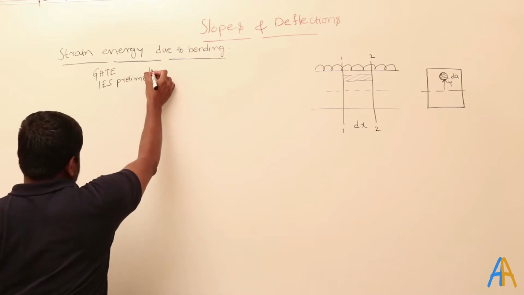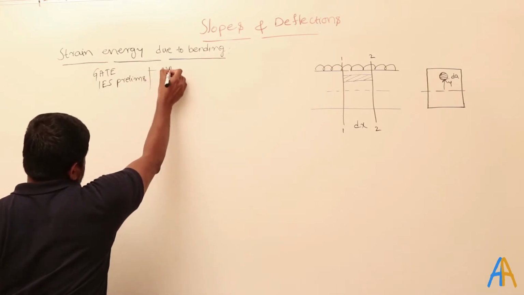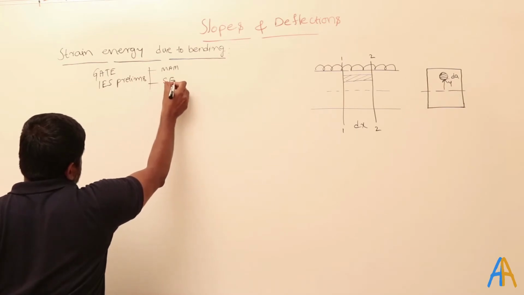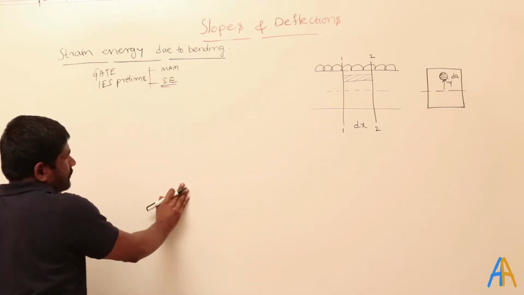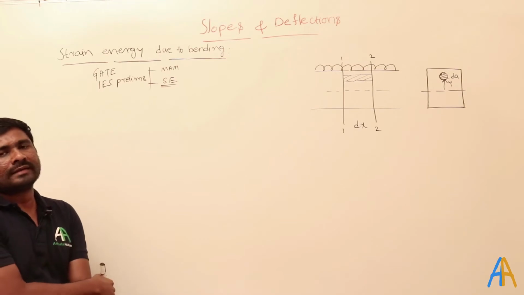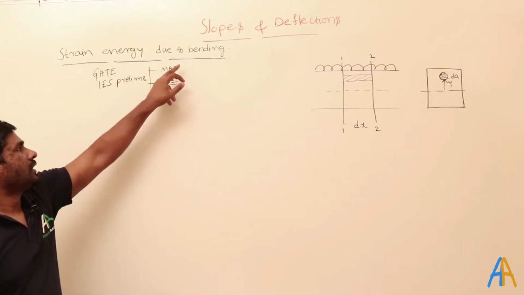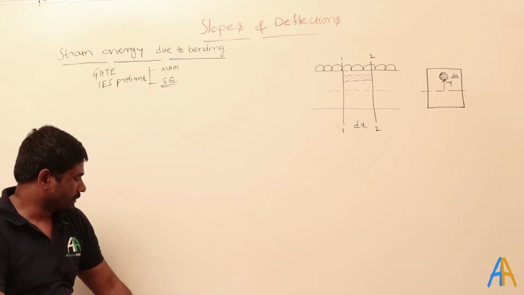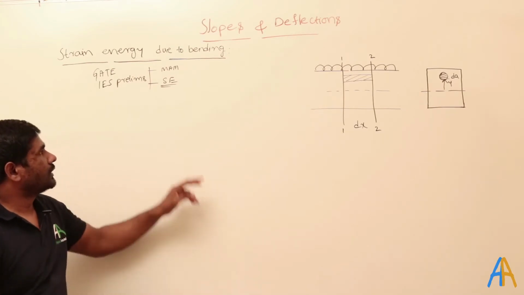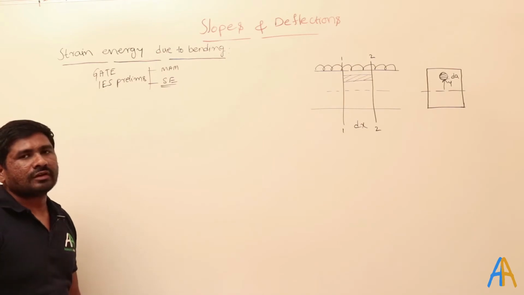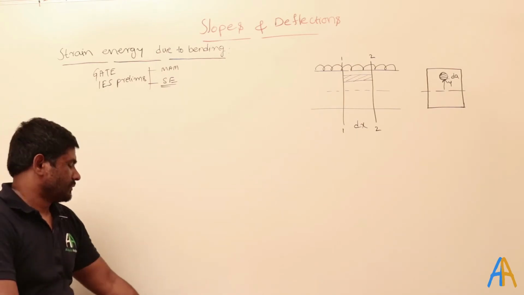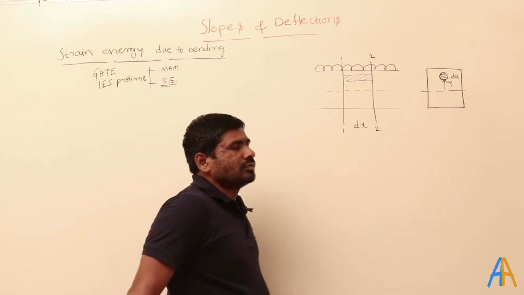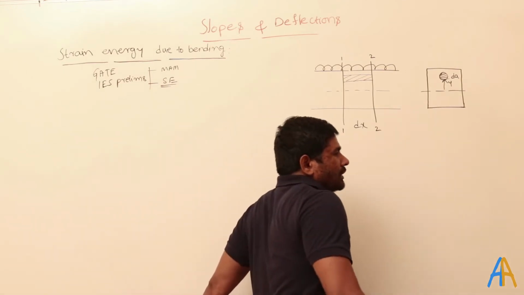One is the moment area method, and another one is the strain energy method. These two are easy. In the moment area method we have two theorems, Mohr's first theorem and Mohr's second theorem, and here there is only one equation. Based on that you can find the deflection at any point. First we will see how to derive the bending moment in the beam due to the bending.